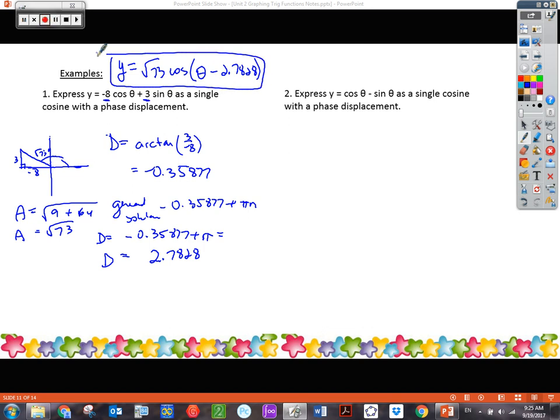And that is our very first problem. How are we on that? Is everybody okay? Okay. Let's look at our second one.